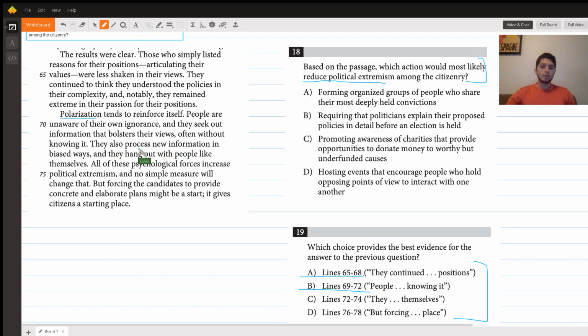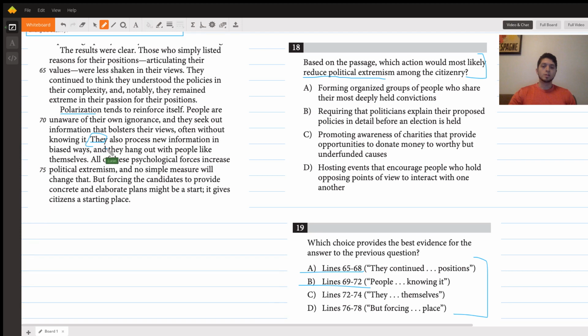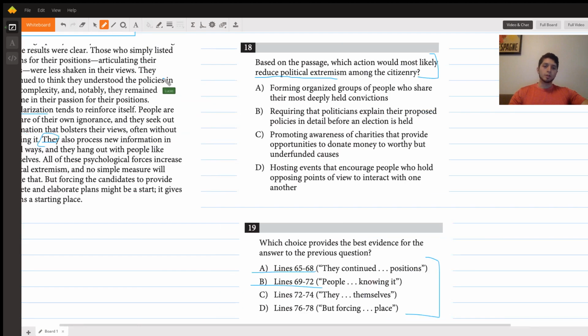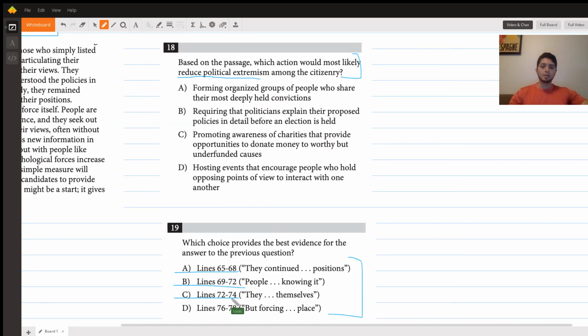Then we have 72 through 74, which says they also process new information in biased ways. They is referring to people who are unaware of their own ignorance, or people who are subject to this process of polarization. They also process new information in biased ways, and they hang out with people like themselves. Again, this is explaining how polarization reinforces and increases itself, and doesn't suggest any way to reduce political extremism. So for that reason, I think we can get rid of C.